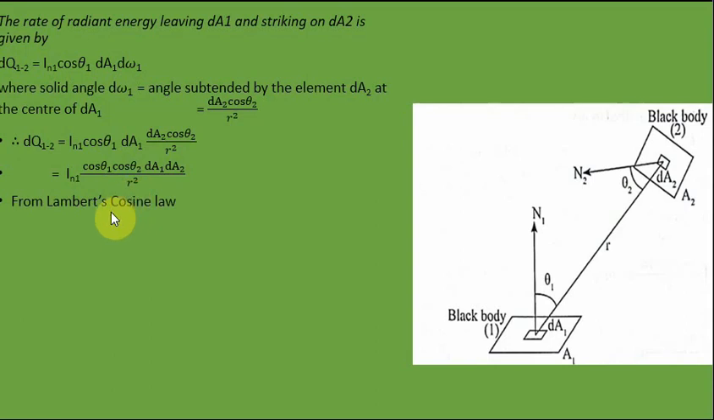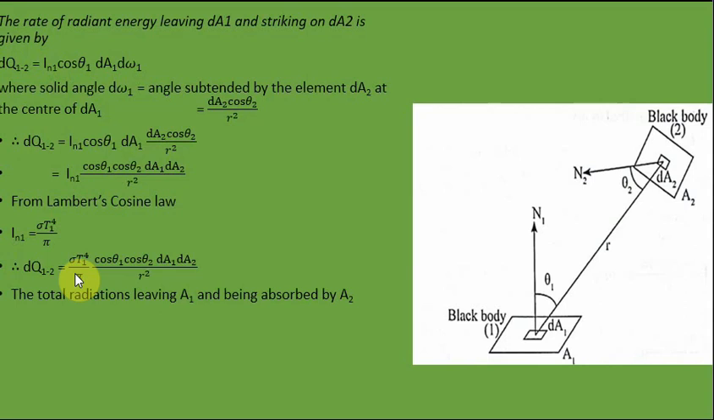Now consider Lambert's cosine law. That is, I_n can be written as sigma T⁴ divided by pi. So substitute that value here, instead of I_n, you substitute the value.